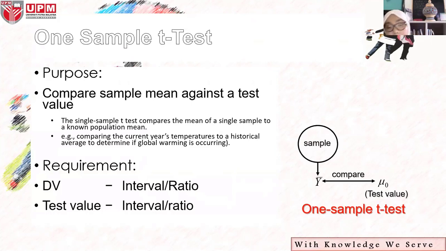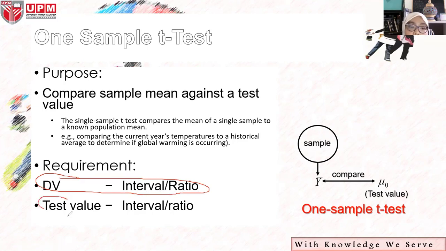For the requirement to run the one sample t-test, your DV must be interval or ratio. Okay, your dependent variable must be interval or ratio, and then the same goes to the test value. The DV ni means the value that you obtain from your variable, and the test value ni the historical data. So both must be interval or ratio scale of measurement. Okay, clear?